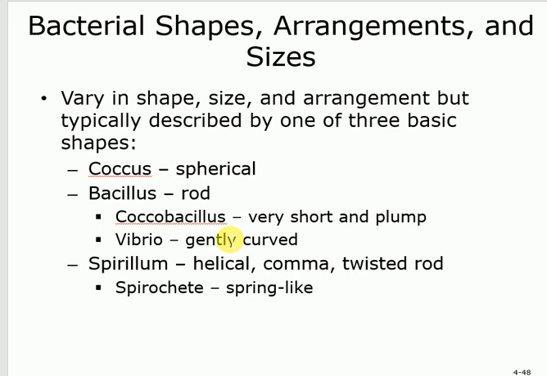If it is curved like this, you call it vibrio. The most common type of vibrio is Vibrio cholerae, if you have heard about cholera before. Spirillum is something that's twisted. Twisted means like this. Is it twisted like a spring? This will be the spirochetes.